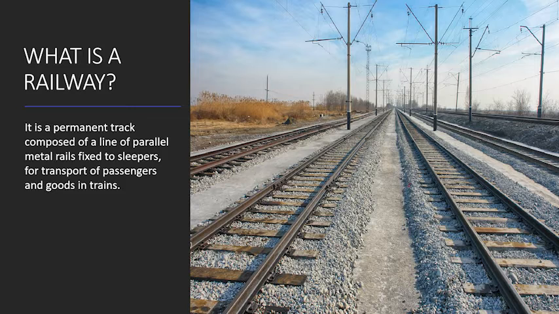What is a railway? Railway is a permanent track composed of a line of parallel metal rails fixed to the sleepers for transport of passengers and goods in trains.